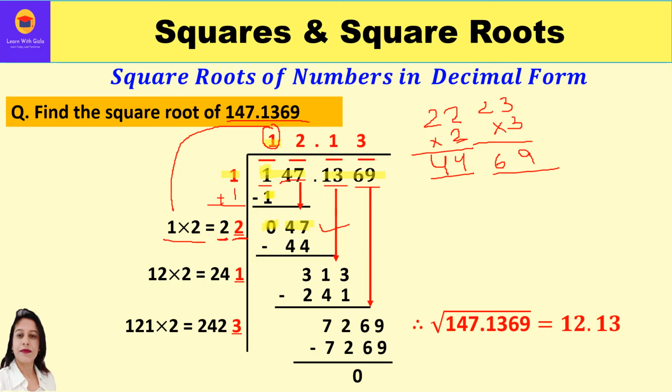So my divisor is 22, which I will multiply by the quotient 2, and I will get the product 44, which is less than 47. Now subtract 44 from 47, I will get 3. Bring down the next period 13. Right? Now we have new dividend 313.